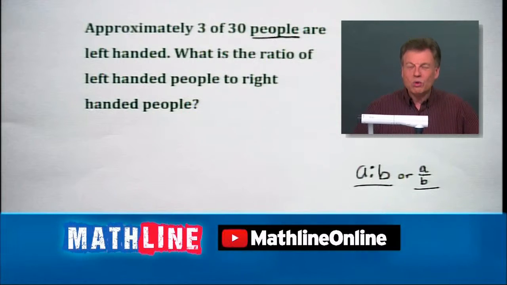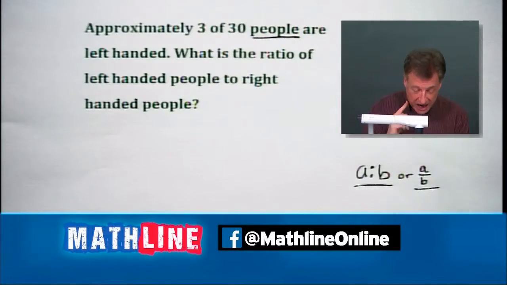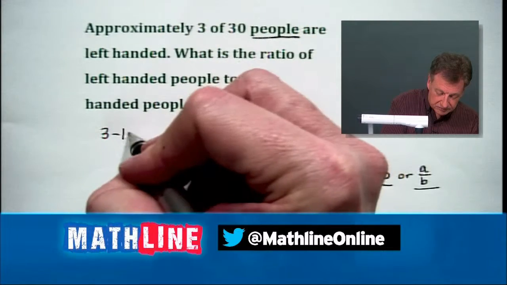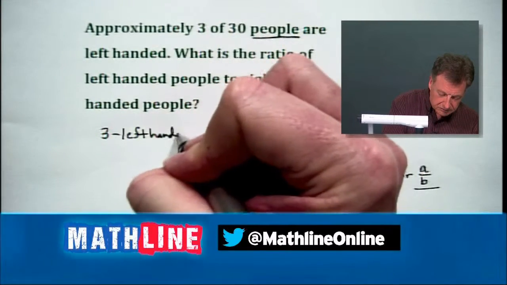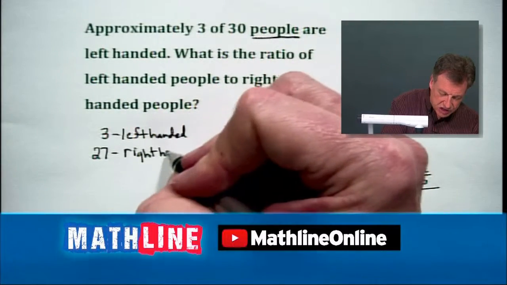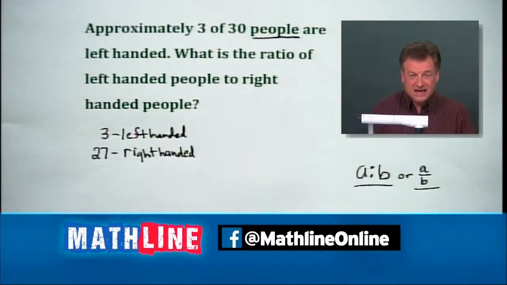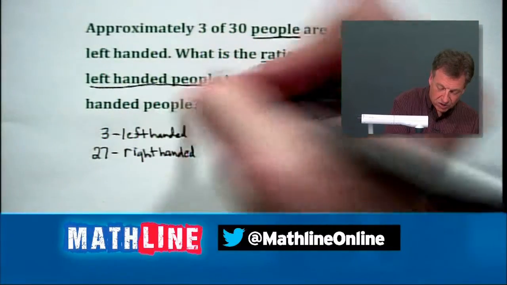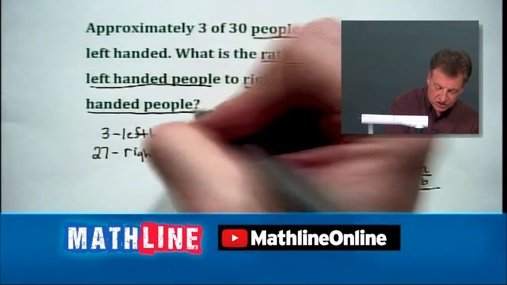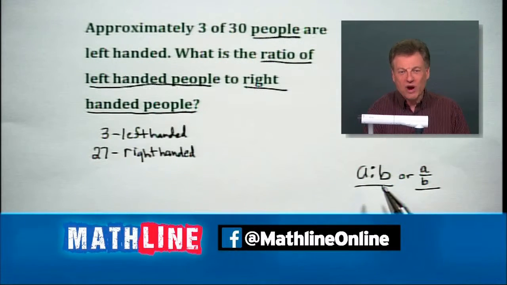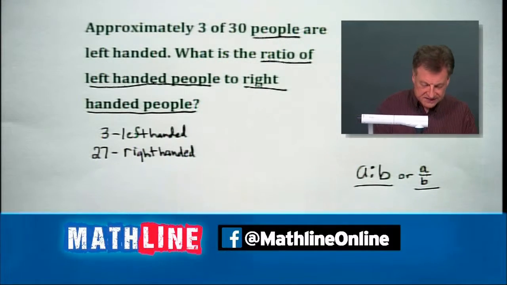We want to say 30 minus 3. So let's think about it. 30, lose 3 of them. That means we have 3 left-handed, and now we have 27 right-handed. My friends, that's going to change the ratio, at least the question we're asking. Now let's notice what else it says. What is the ratio of left-handed people to right-handed? So our A is going to be our left-handed folks, our B is going to be our right-handed folks. Let's see how that's going to stack up.